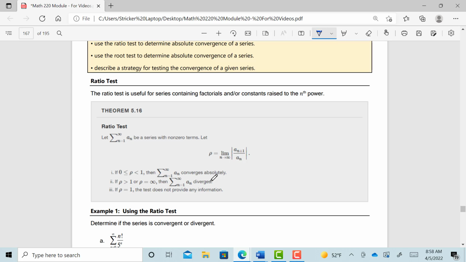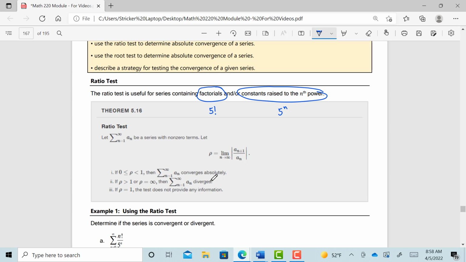There's really two main scenarios, though. The first one is that a lot of times we have factorials in our series. Remember what a factorial is. It's something like 5 with an exclamation mark after it. That means 5 factorial. And then the other thing is when we have constants raised to the nth power. So either one of those scenarios, like 5 to the n, for example, we're going to want to use the ratio test. A lot of times we have both factorials and constants raised to the nth power.